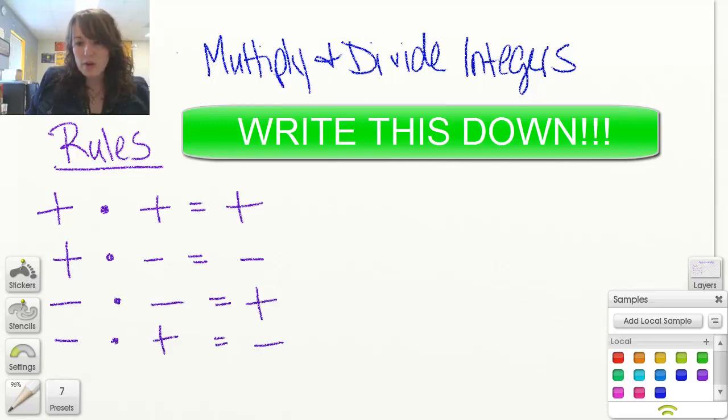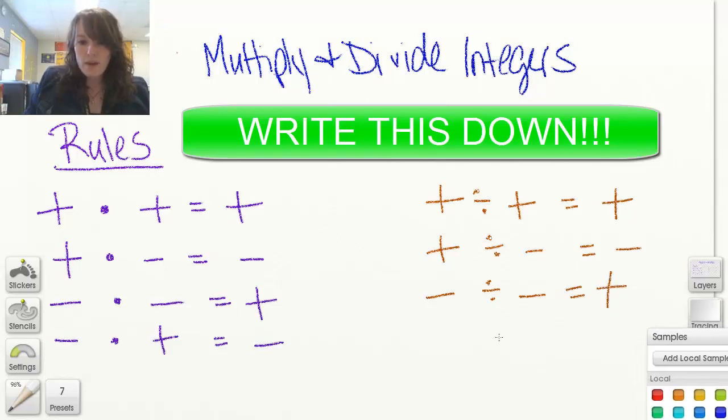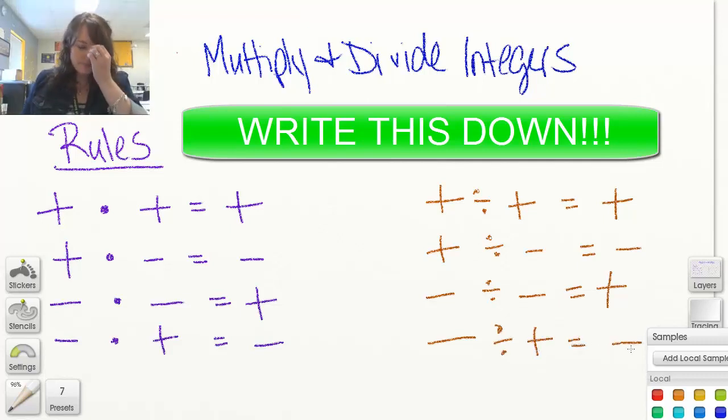The same rules go for division. A positive number divided by a positive number equals a positive number. A positive number divided by a negative number equals a negative number. A negative number divided by a negative number equals a positive number. A negative number divided by a positive number equals a negative number.